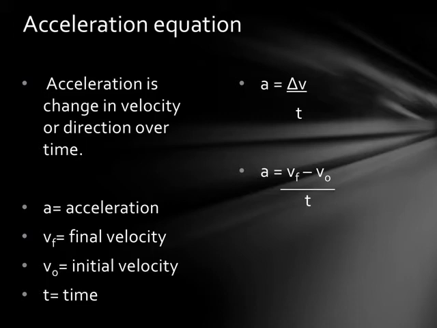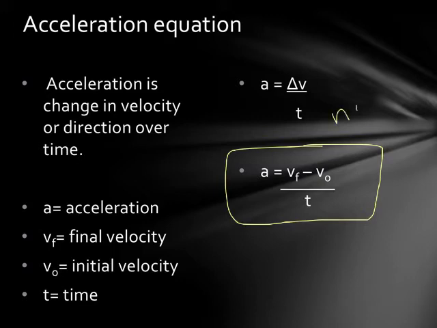Okay, so this equation, and actually this second version is probably the best way for you to learn this, is to know that acceleration is equal to your final velocity, so the velocity that you end at, minus your initial velocity, or v naught, divided by time. Alright, so the F stands for final, the O stands for naught, but that just means initial velocity. Okay? So it's the change in velocity over time.